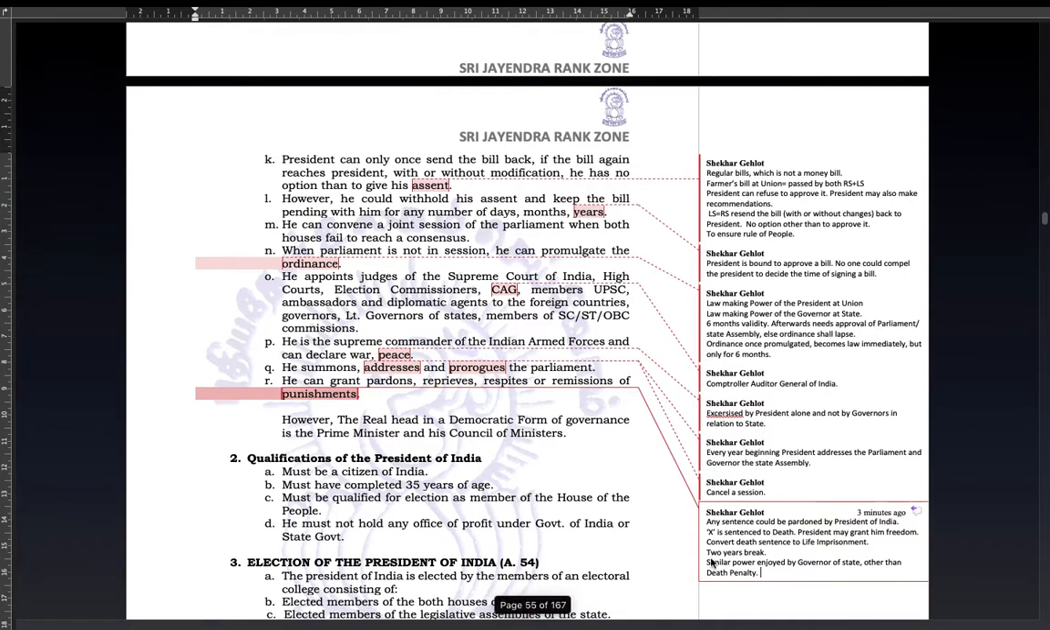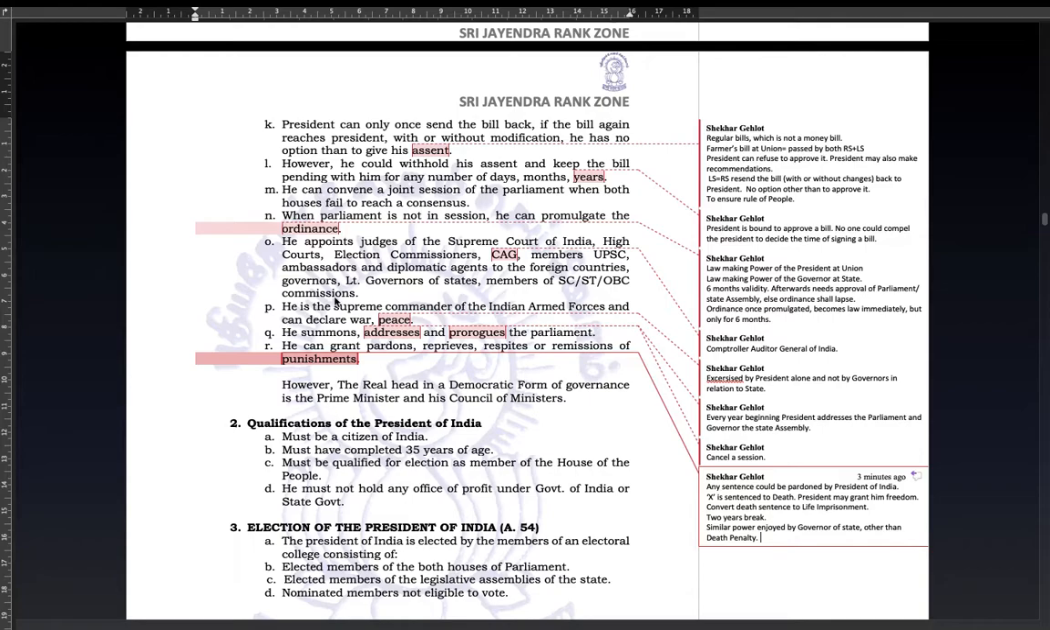Governor of the state has all the powers exercised by the President of India to grant pardon, reprieve, respite, remissions of punishments other than death penalty. When someone like X is sentenced to death penalty, then only President may grant him power. Governor has no power in this case. When someone is sentenced to death penalty, Governor has no power over this person to grant him pardon, reprieve, respite, remission, etc. Only President will be competent authority.